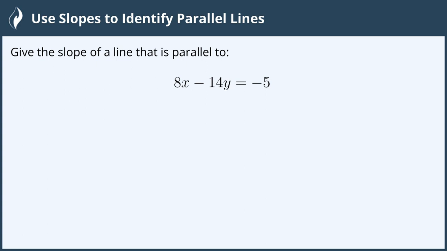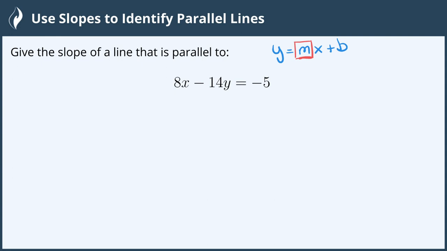To find the slope of a line, we need to put it in the slope-intercept form, which is y equals mx plus b, where m is the slope and b is the intercept. So if we can solve our equation for y, we can find the coefficient in front of the x, and that's the slope. So let's go ahead and work on our equation and solve for y.